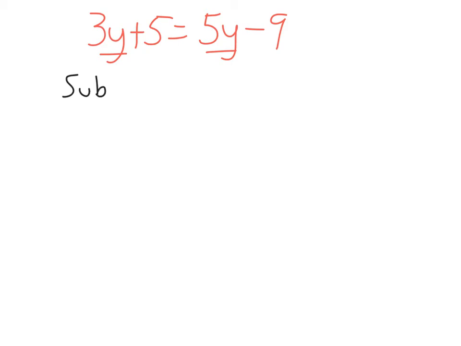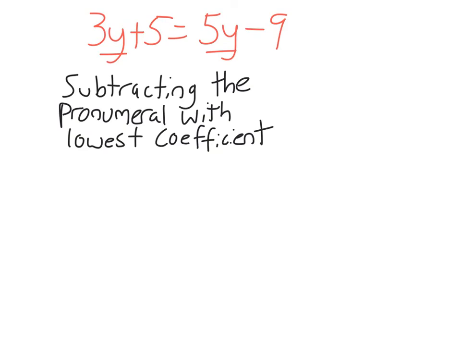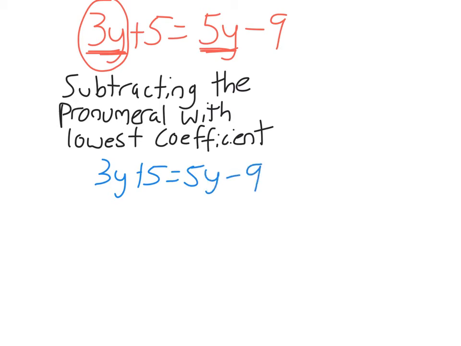And you do this by subtracting. What you do is subtract the pronumeral with the lowest coefficient. Remember, coefficient just means number in front of. Here we've got a pronumeral 3y and 5y, so the one with the lowest coefficient is this one. 3 is lower than 5. So I'll rewrite my equation, and I'm going to subtract 3y from both sides.